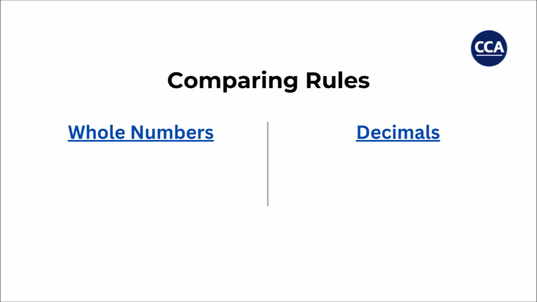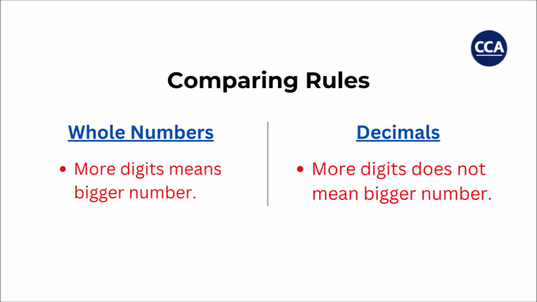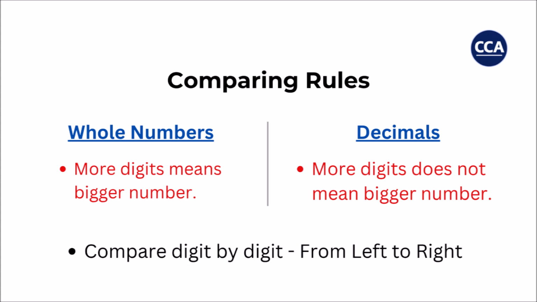Comparing decimals is almost the same as comparing whole numbers, apart from a major difference, that we do count the number of digits in whole numbers to decide which number is bigger. But in decimals, having more digits after the decimal point does not automatically make the number bigger. Now, here is the similarity between whole numbers and decimals. In both cases, we compare digit by digit, from left to right. I will explain this in a bit.